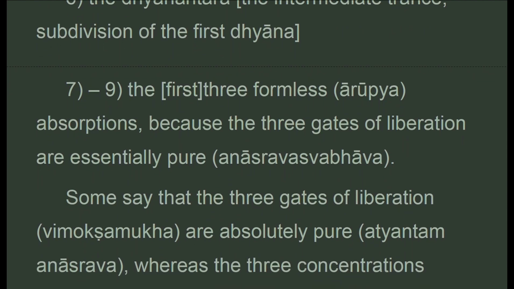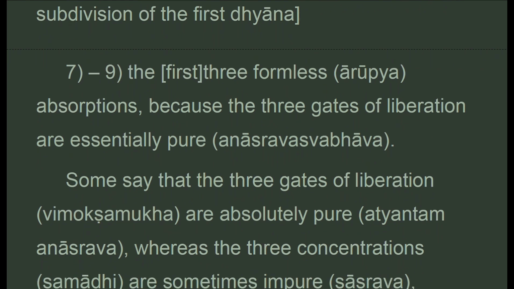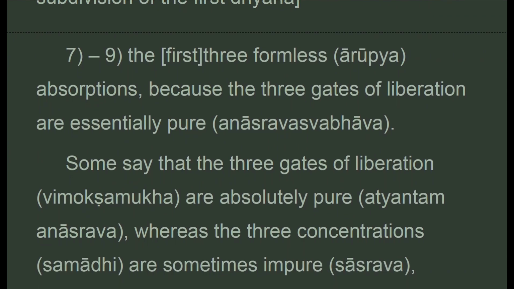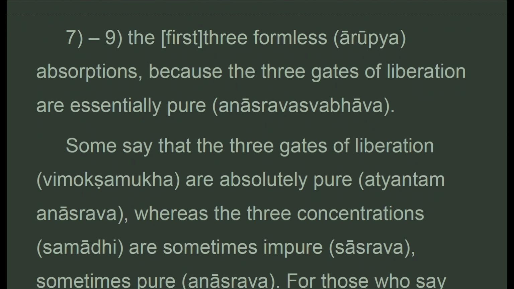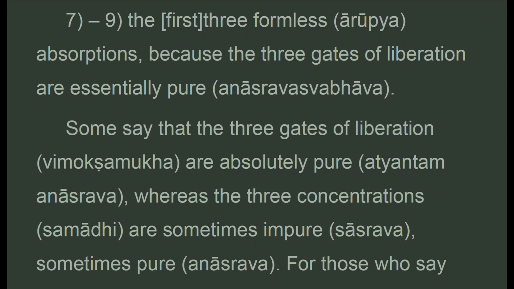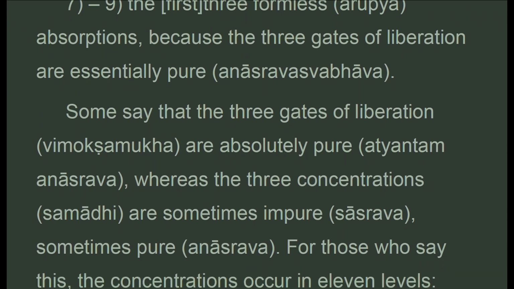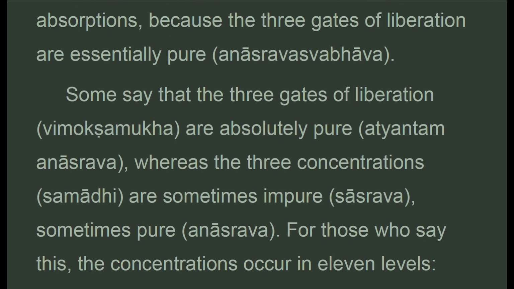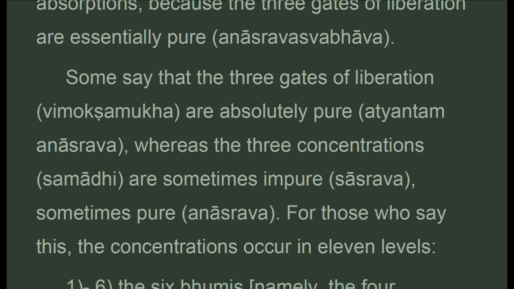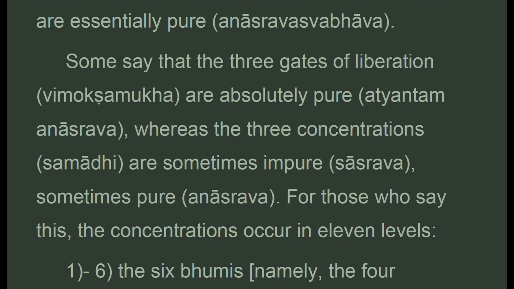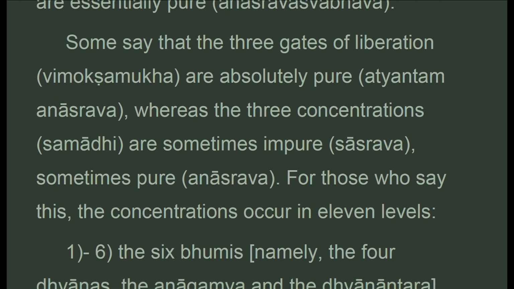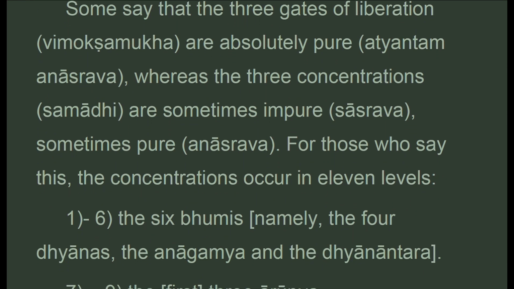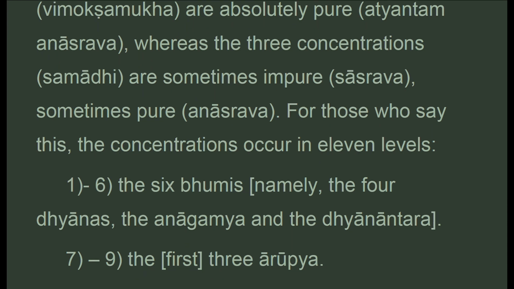7-9. The first 3 formless absorptions, because the 3 gates of liberation are essentially pure. Some say that the 3 gates of liberation are absolutely pure, whereas the 3 concentrations are sometimes impure, sometimes pure. For those who say this, the concentrations occur in 11 levels.